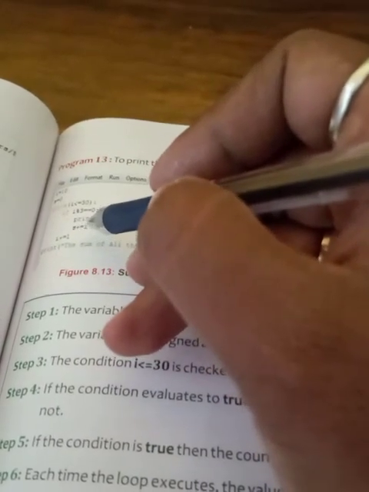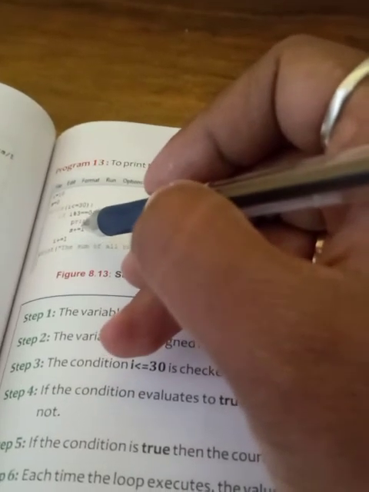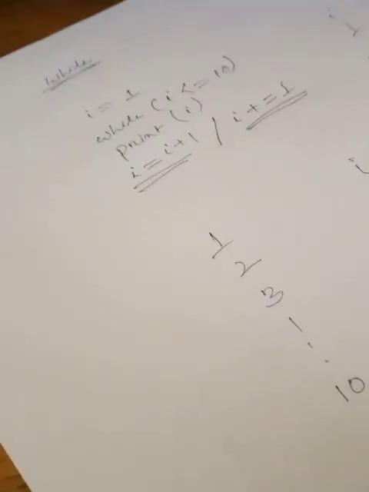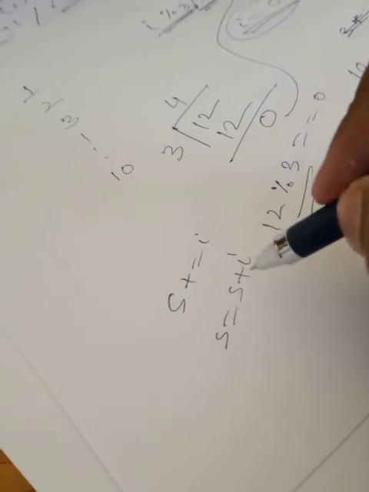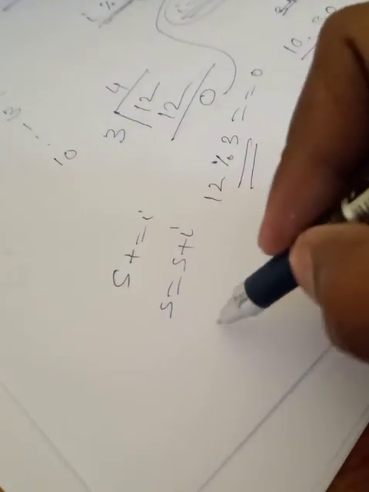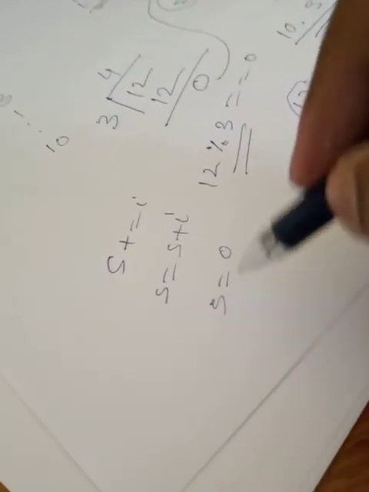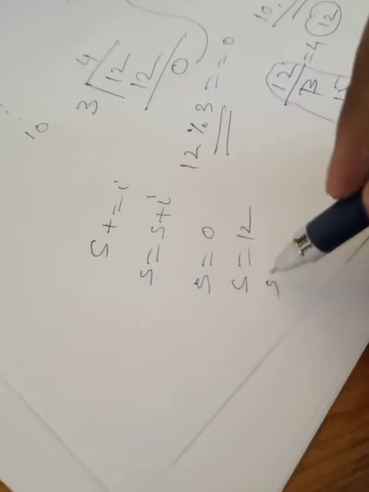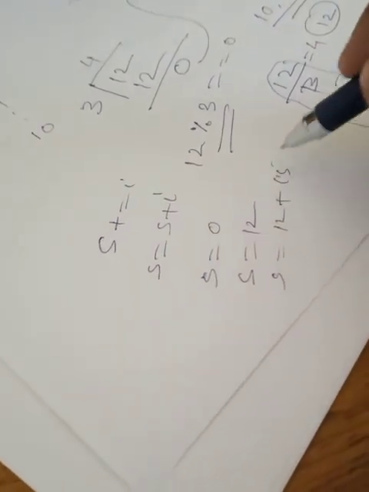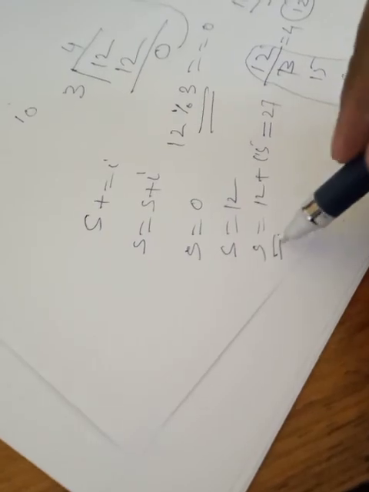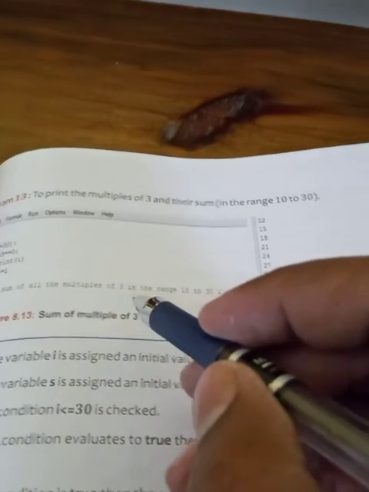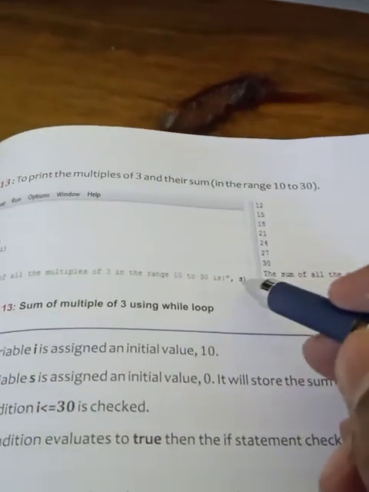And here s equal to s plus I. The meaning of s plus equal to I is s equal to s plus I. First s is equal to 0, then s will become 12, then s equal to 12 plus 15, which is 27. So like this it is going to add. At last this sum will be displayed. Here you see the sum of all the multiples of 3 in the range. At last they printed s.